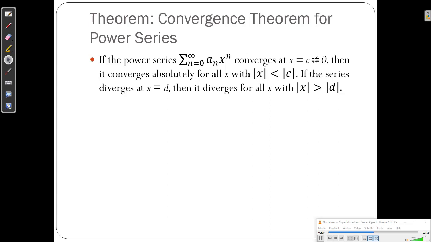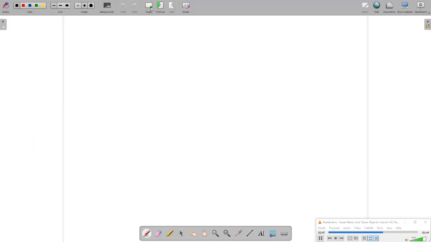So if we converge at some c, then it converges absolutely for all x with absolute value of x less than absolute value of c. If it diverges at d, then it diverges for all x with x greater than d. I don't think I've done the diverges yet. Alright, let's go to the next page then. So this time we have a number d at which it diverges.